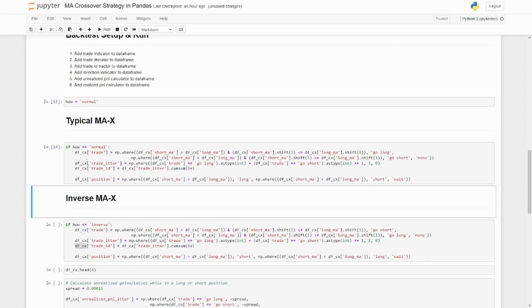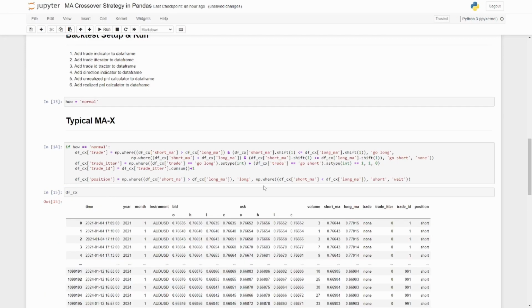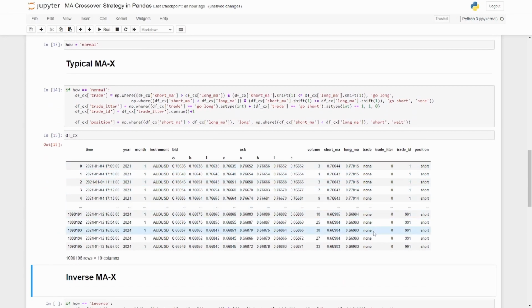So we just calculated our trade indicator, trade iterator, trade ID, and our position. So I'll just show that real fast. So now you can see all of these columns. We see we're not taking trades here, so there's no trade indicator. Then you have your trade ID. So we see that in the normal MA crossover over this roughly 3 years and 3 months, so 2021 to April of 2024, we took over 990 trades, and then we're seeing what those trades are. So right here you might see it says short.